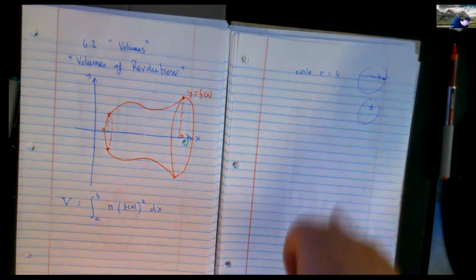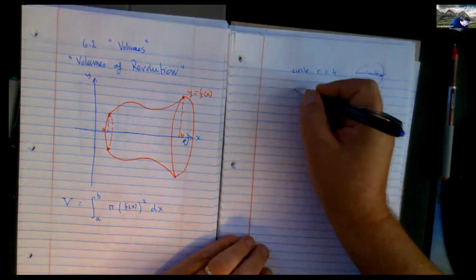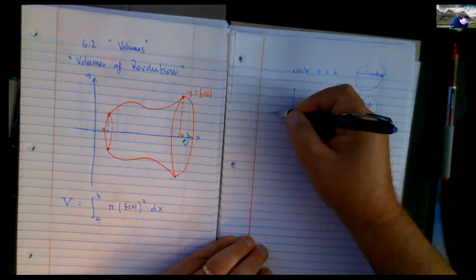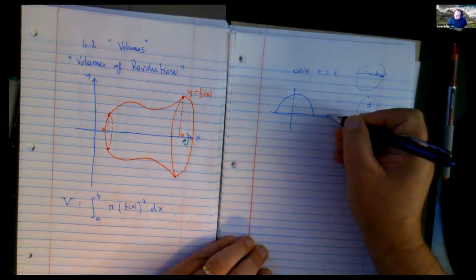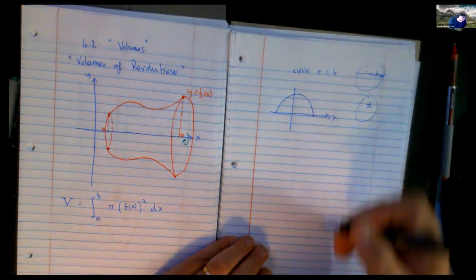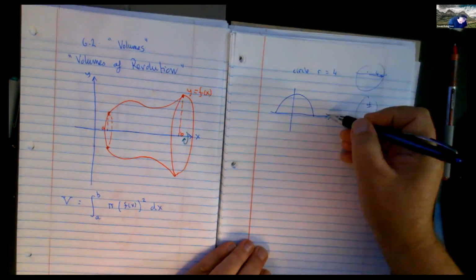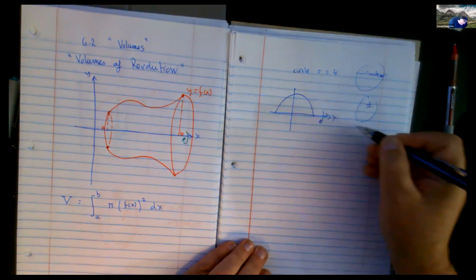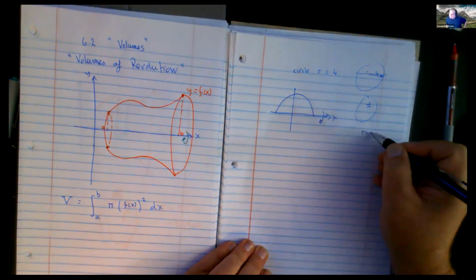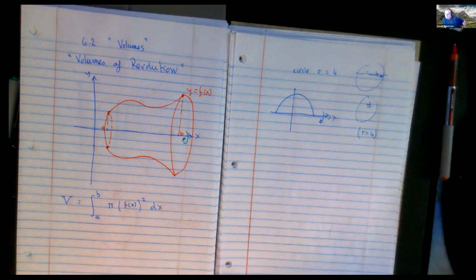Can you imagine that I took, well, actually, I'd only need the top half of the circle, wouldn't you? Because when you rotate it, you get the bottom half for free. Wouldn't this shape rotated about the x-axis give me a sphere of radius 4? So far, so good.